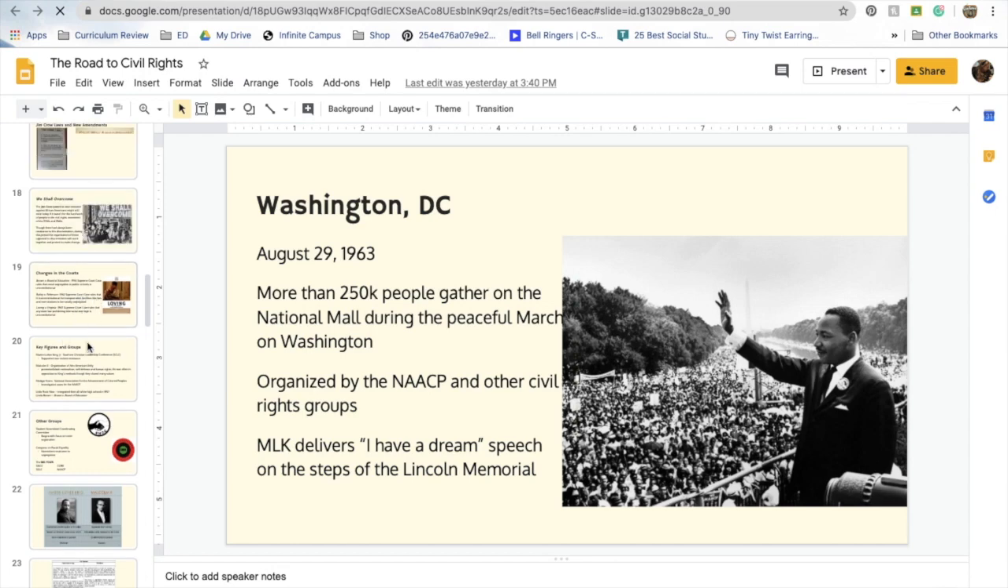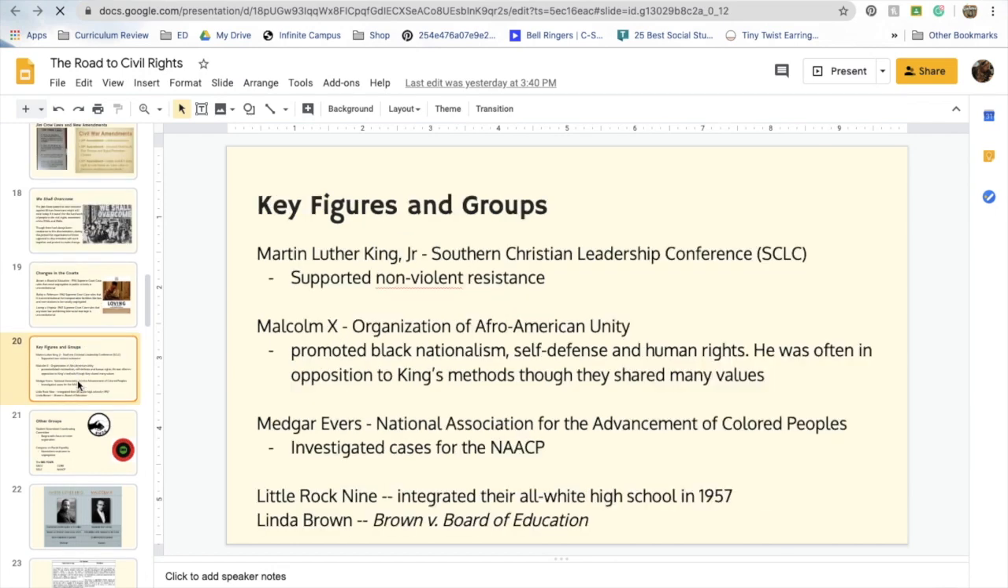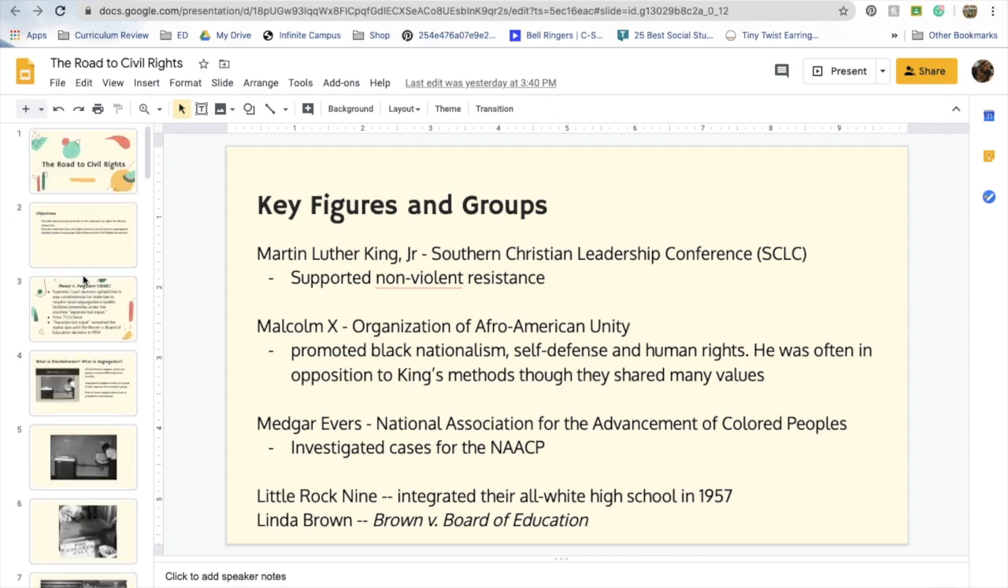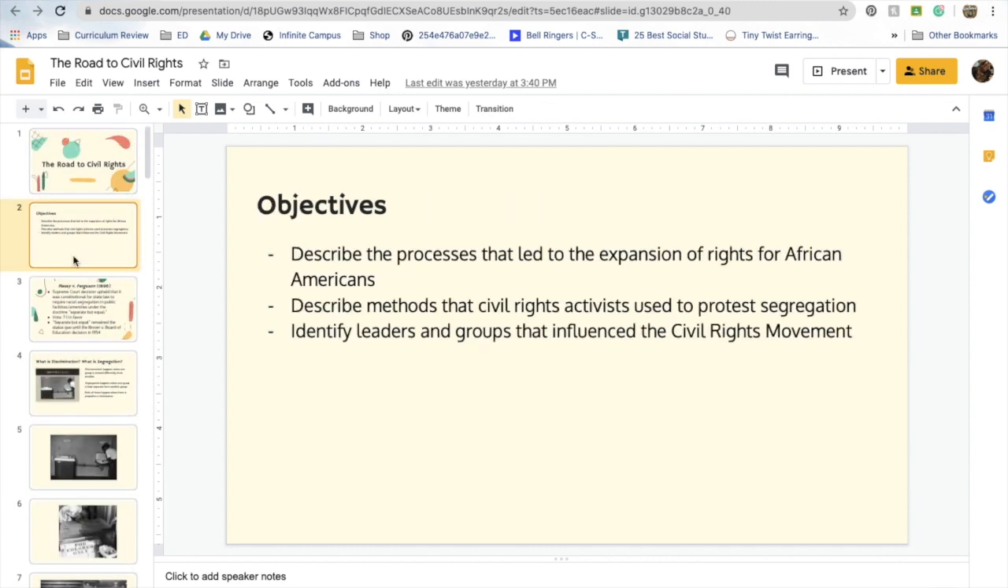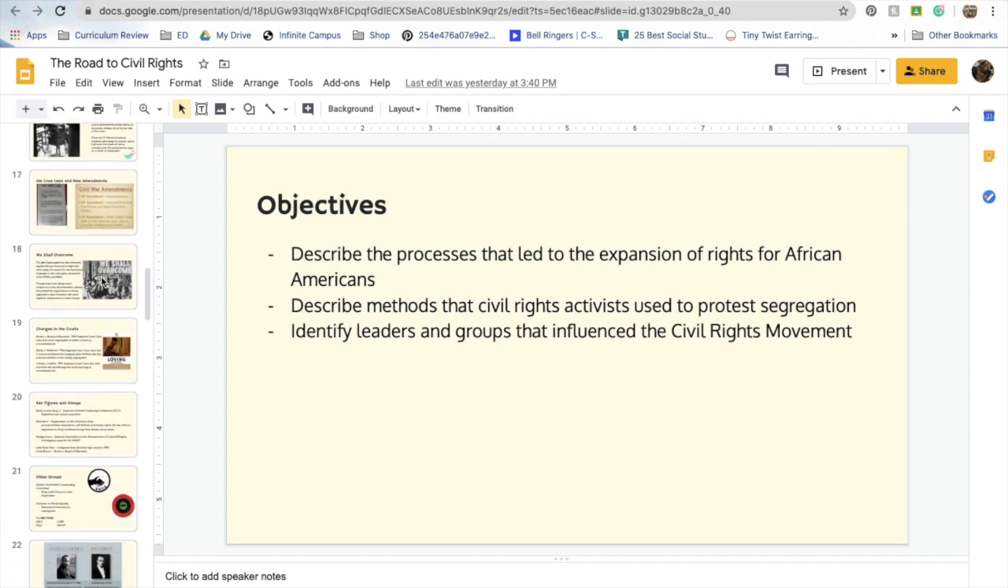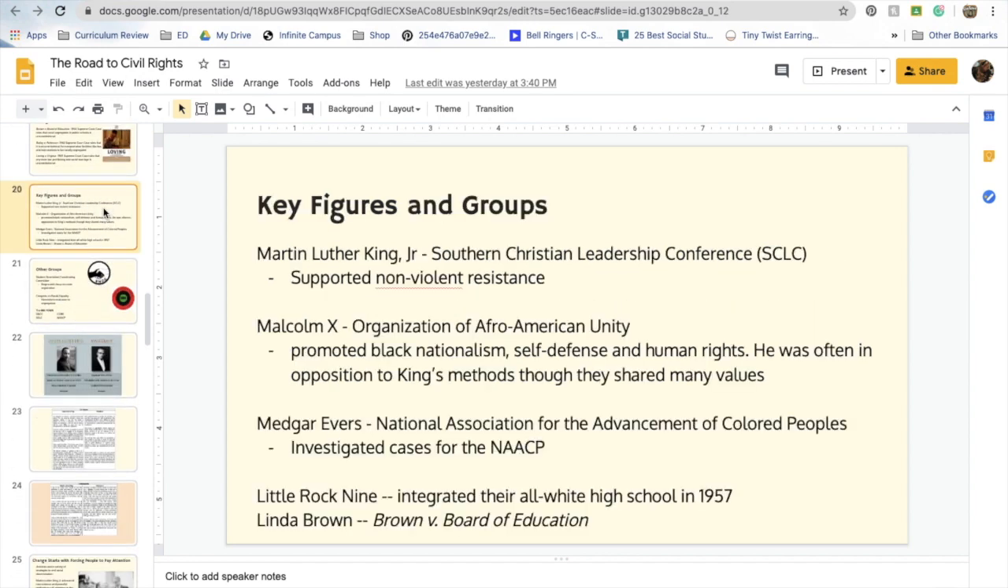We'll pick up looking at some key figures and groups that were part of the civil rights movement. But before we crack into that, just a reminder of our objectives: being able to describe the processes that led to the expansion of rights for African Americans, being able to describe methods that civil rights activists used to protest segregation, and then identify leaders and groups that influenced the civil rights movement. So we're going to pick up by looking at some key figures and groups.